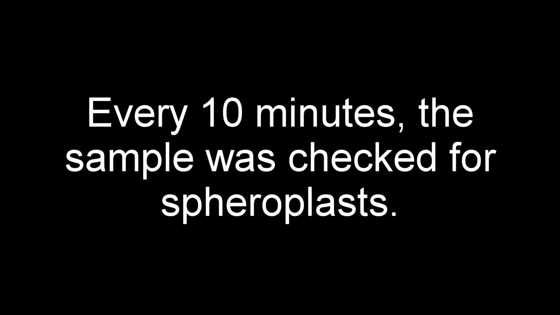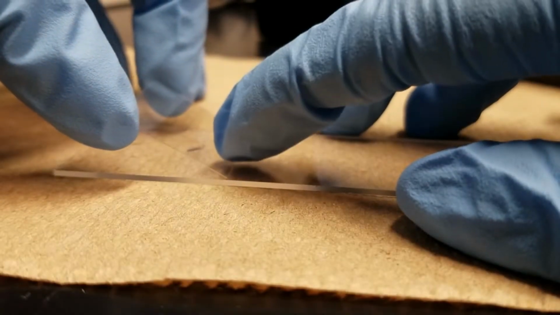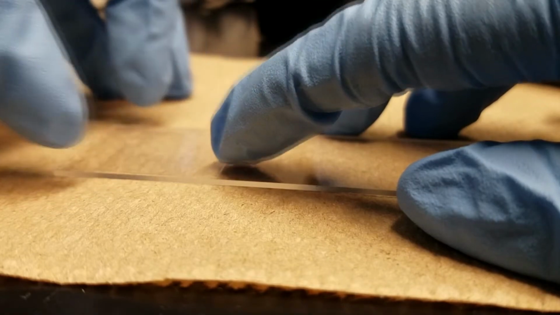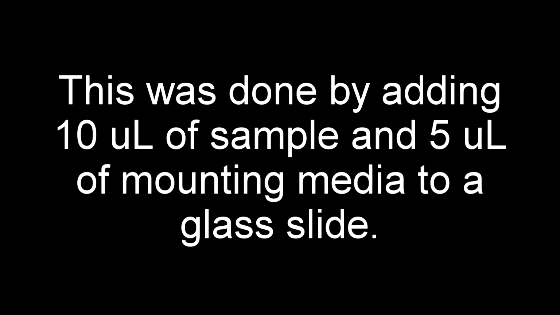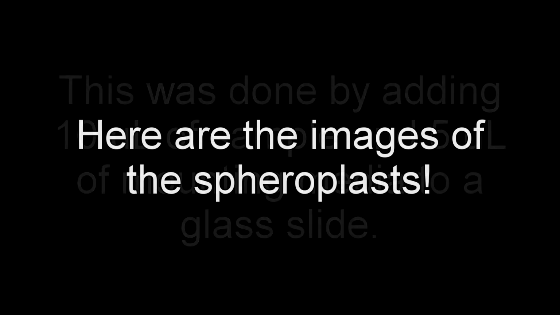Every 10 minutes, the cell suspension was checked for the presence of spheroplasts by placing 1 microliter of the suspension on a glass slide and placing a cover slip on top. Furthermore, confocal microscopy images at 63x were also taken in order to view the cells in better detail than what you would get with a light microscope.